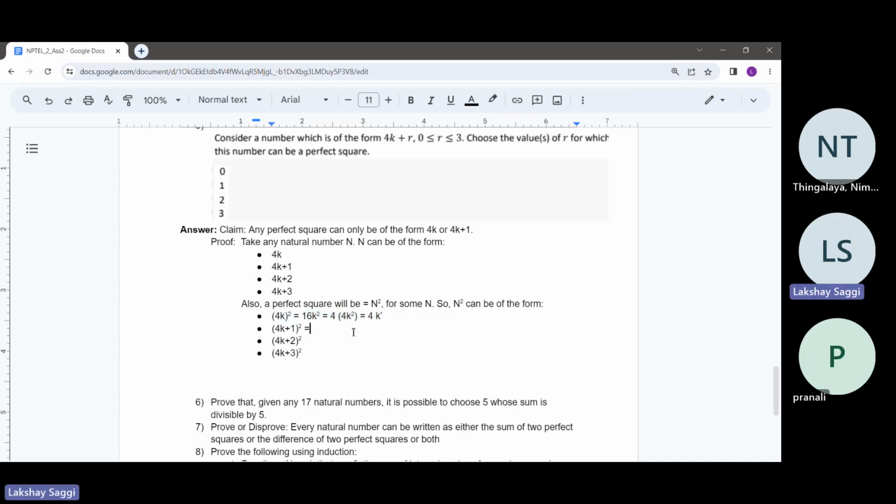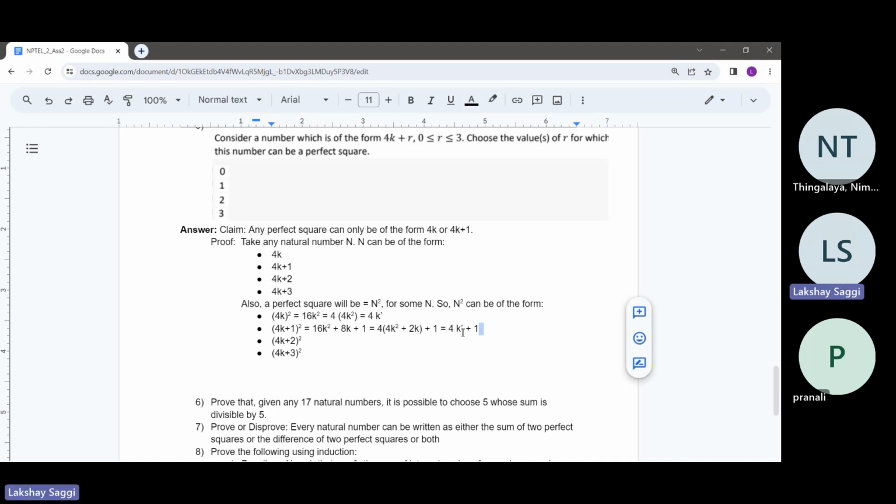And similarly here, for (4k+1) whole square, I can expand it out as a plus b whole square. It will be 16k square plus 8k plus 1. And now I'll just take 4 out of these two terms, and this can be written as 4 times (4k squared plus 2k). And I can take this 1 outside. So this will be plus 1. And now if I take this 4k square plus 2k as some k prime, then it will be 4k prime plus 1.